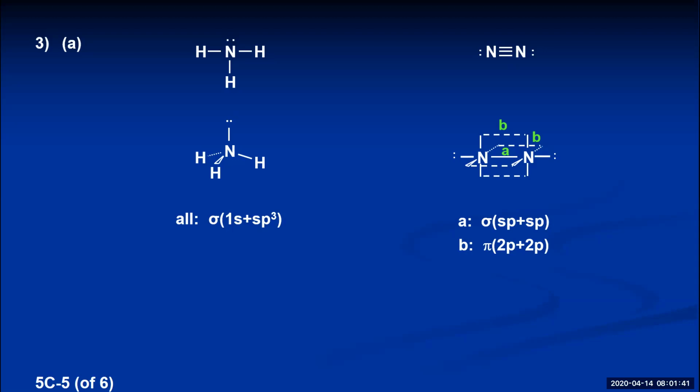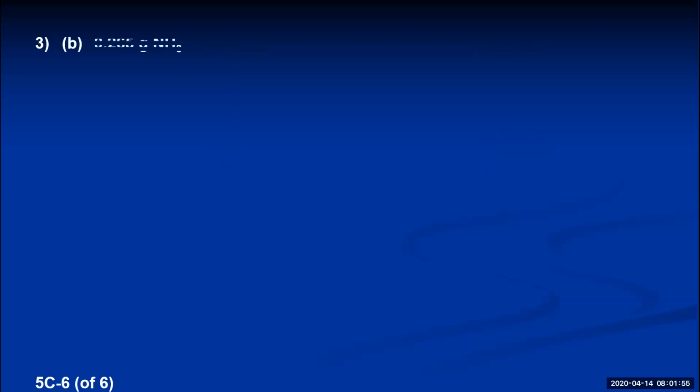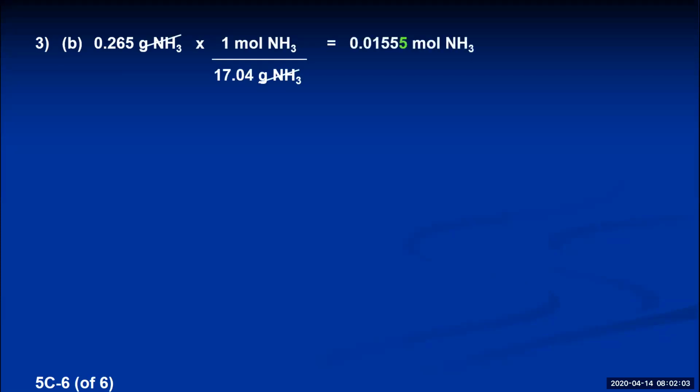Part B, find the partial pressure of each gas in this mixture. Partial pressures are proportional to the mole fraction of each gas, and they told us the masses of each gas found in this particular flask, so we're going to have to convert the masses into moles. So the 0.265 grams of ammonia will use its molar mass to convert grams of ammonia into moles of ammonia. With 3 significant figures, this comes out 0.0156 moles of ammonia.